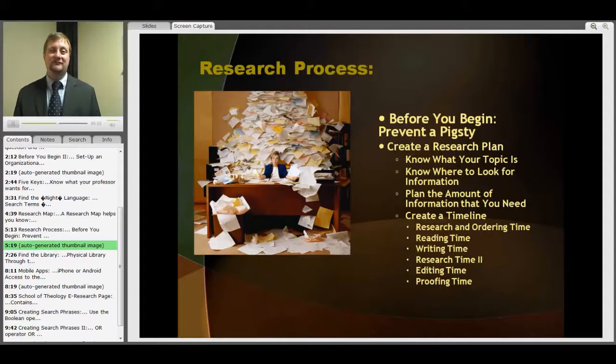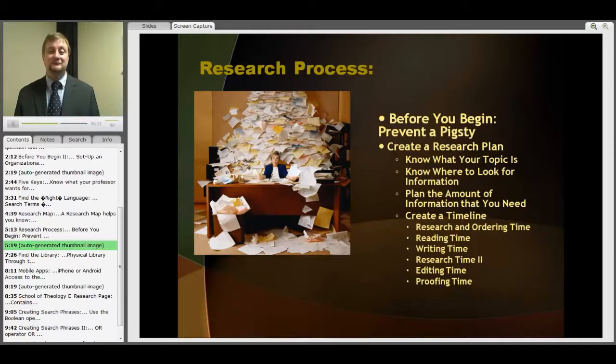Know where to look for information. Ask research librarians like myself in the university library. Work with your professor. Use the e-research page for the School of Theology and Ministry found on the library homepage.